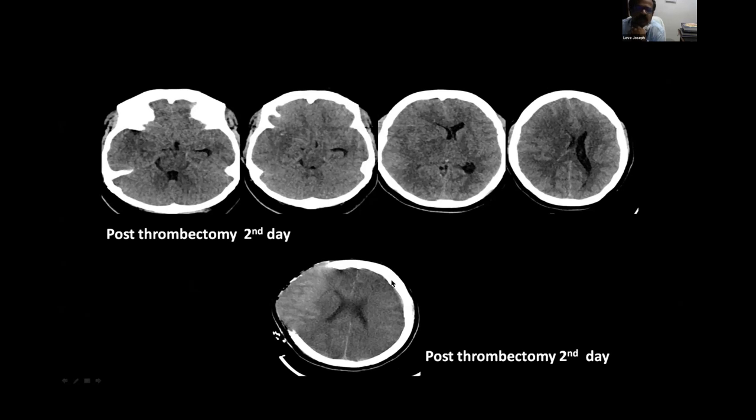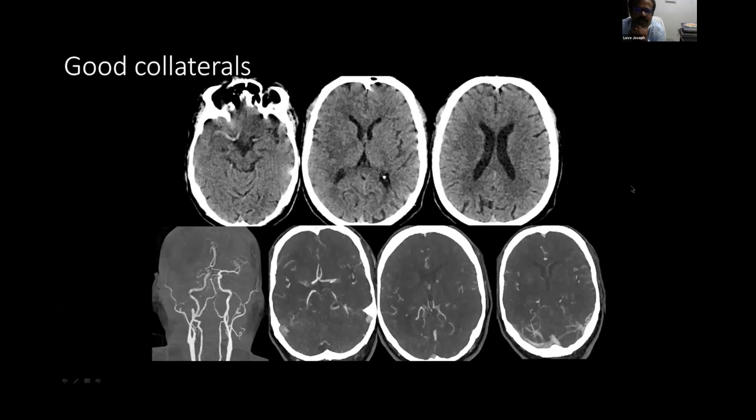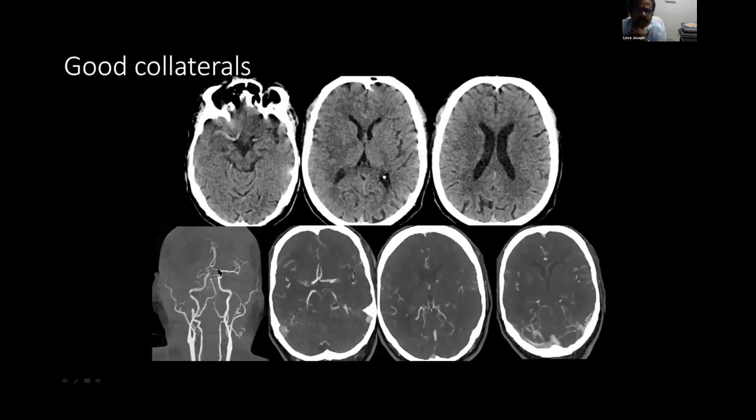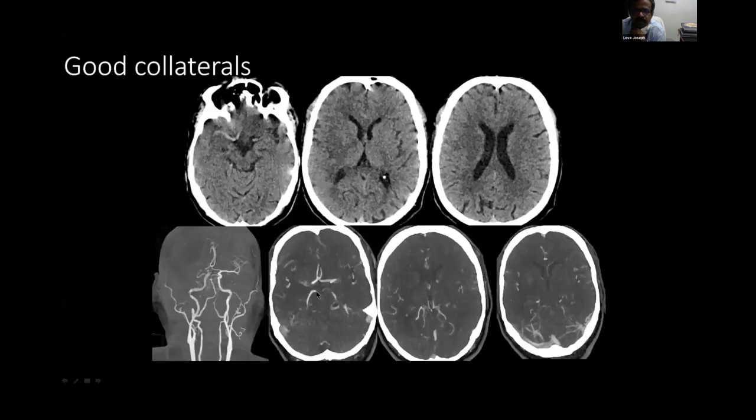That's it. Okay. I will give an example of good collaterals, how to assess it. Here, there is an M1 occlusion. You can see the successive images. First phase, second phase, you can always compare with the other side. If there are vascular channels filling up in successive phases, you understand that there are good collaterals. Such patients are worthy of intervening, as happened in this case.